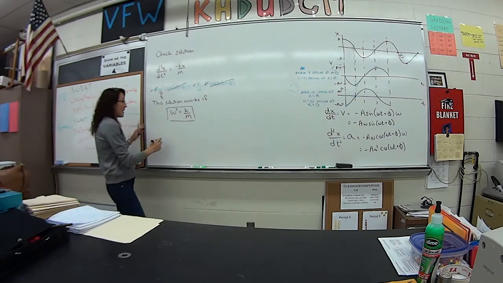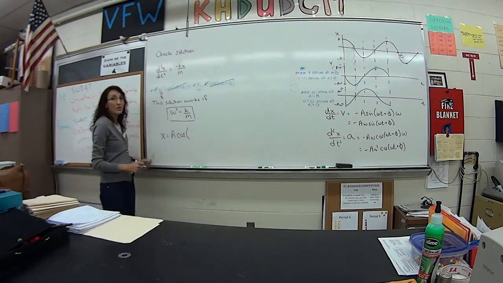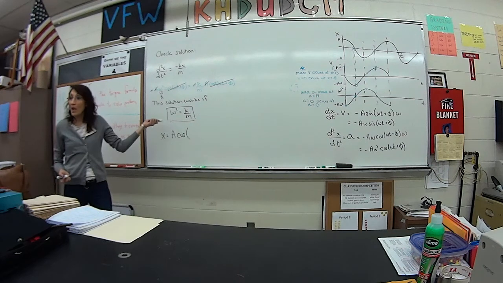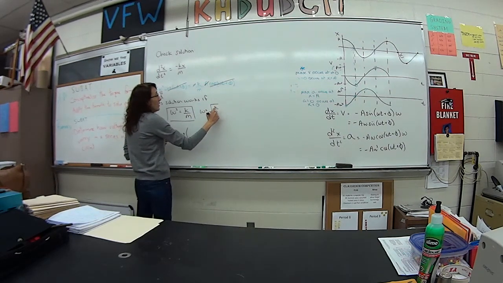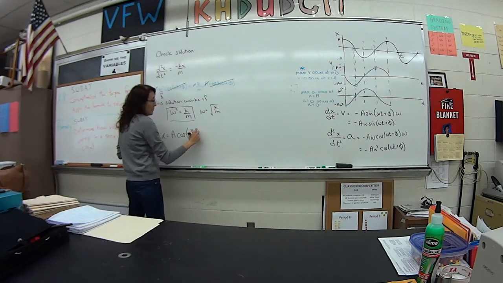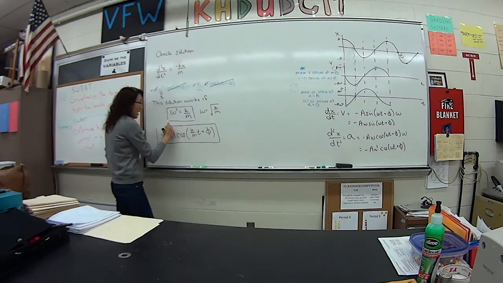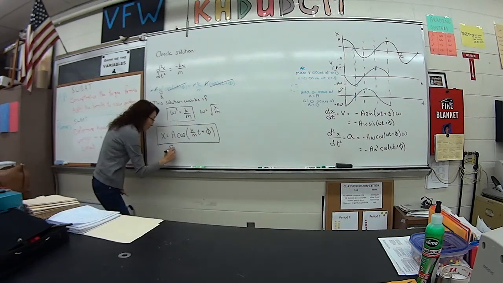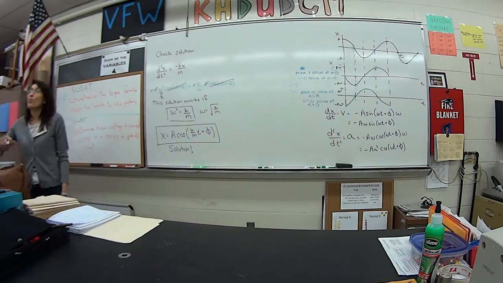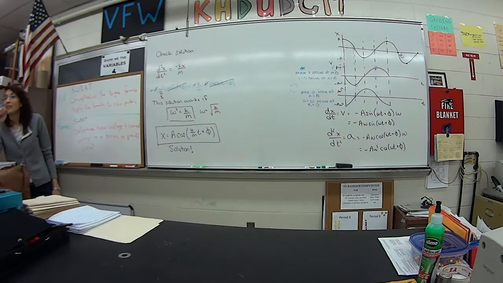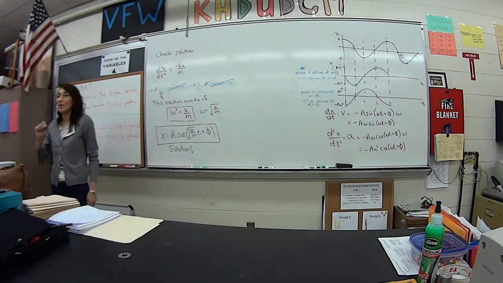So what can I say now? My answer for this is x equals a cosine. Well, now I'm not going to plug in omega anymore because I know what omega is. Omega is just the square root of k over m, t plus phi. And now I have a solution. Would it need to be the square root? Oh, yes, thank you. The square root of k over m.